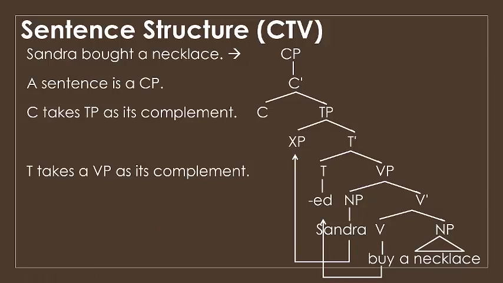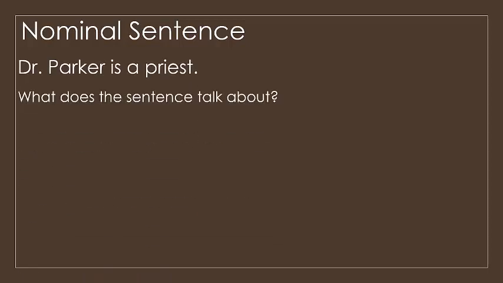Now let's move on to the next sentence, namely the nominal sentence. We have a nominal sentence, Dr. Parker is a priest. What does the sentence talk about? Well, it's about priesthood. So Dr. Parker is a priest talks about priesthood, and the priesthood here belongs to Dr. Parker. Whose priesthood is that? Dr. Parker.